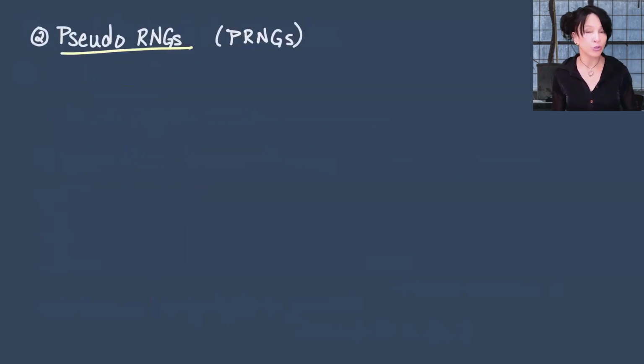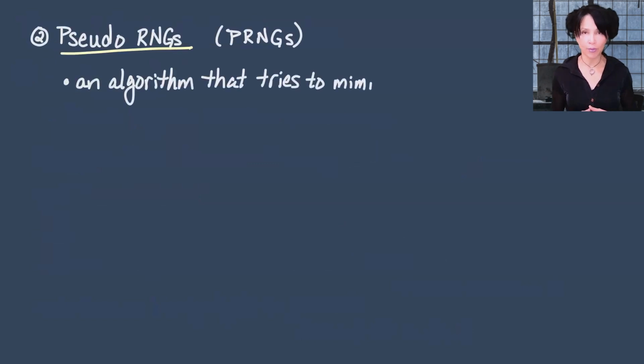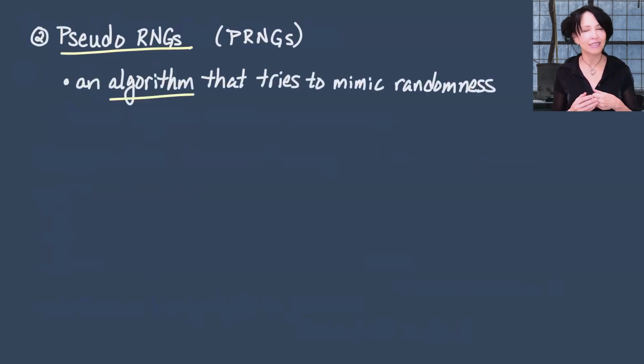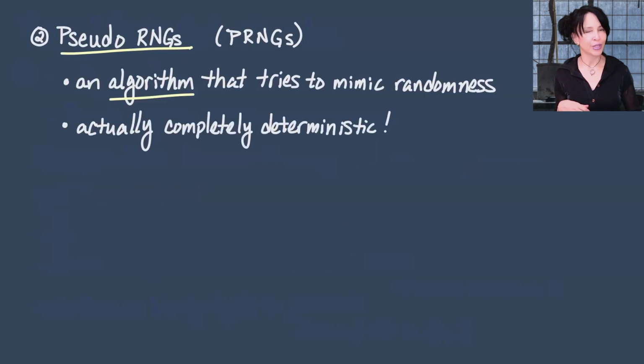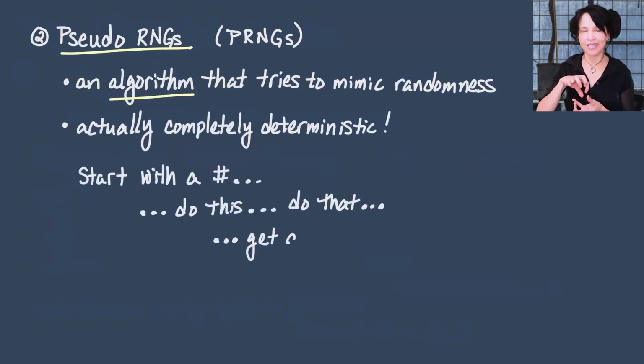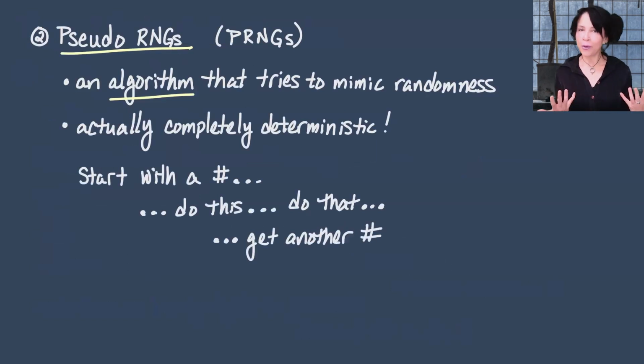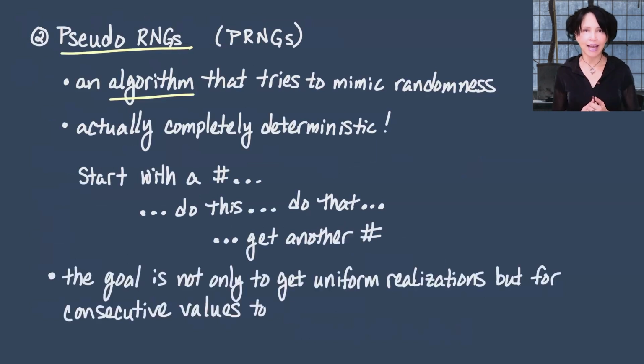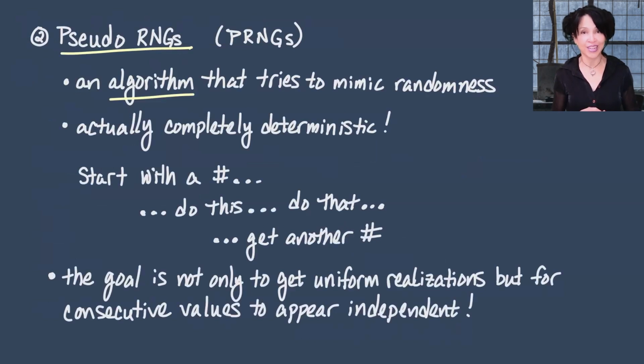The second type of random number generators that we are going to talk about are known as pseudo-random number generators, affectionately abbreviated as PRNGs. This is an algorithm that tries to mimic randomness, and it's actually completely deterministic. We start with a number, we do this to it, and then we do that to it, and we get another number, and then we repeat. The goal is to get out numbers that appear to be realizations from a uniform 0-1 distribution and appear to be independent, which sounds crazy.